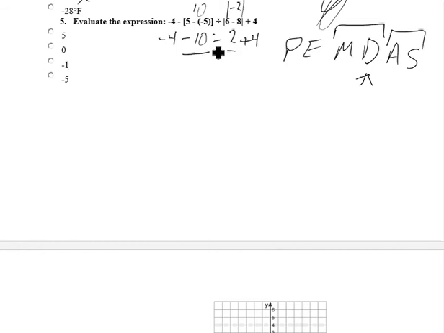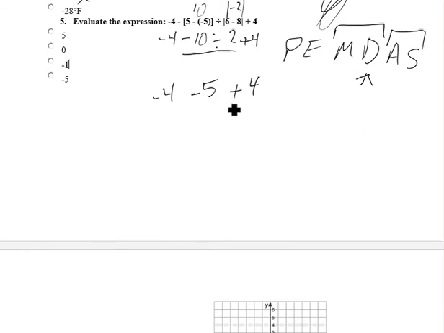A negative divided by a positive is going to be negative. So I get negative 5. And I have a negative 4, a negative 5, and a plus 4. Addition and subtraction we do from left to right.